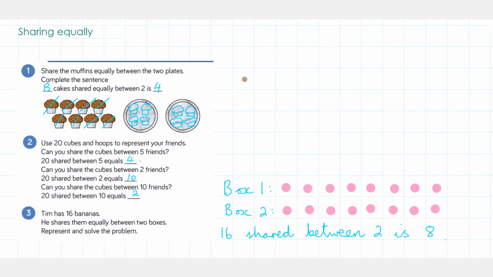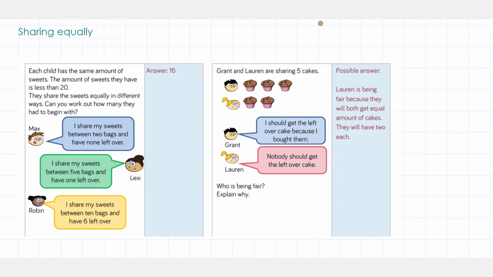So here's my answers to the first 3 questions. For number 3, there are lots of methods. Here's mine. Does it make sense? Box 1, box 2, and then these are counters that I'm sharing out equally. Our problems for the first one, the answer is 16. For the second one, you could also say, the grant is being fair as long as you can explain why. This is only a possible answer.